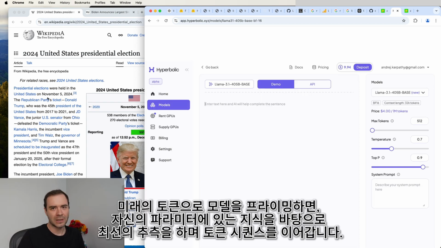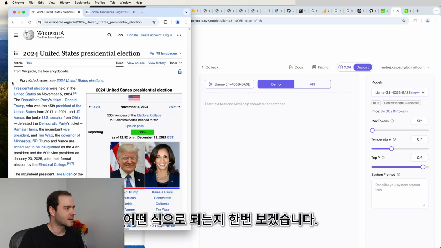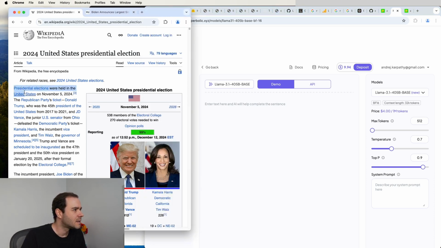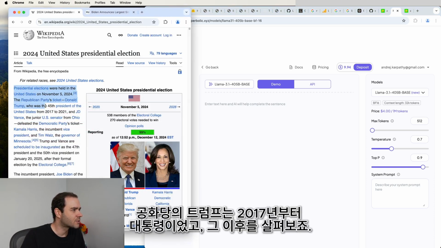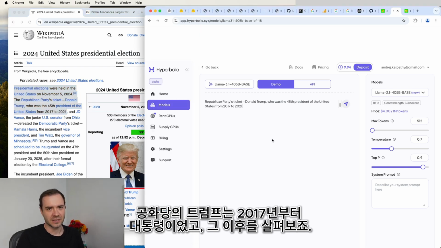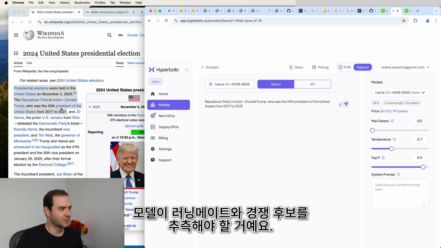Now, if we prime the model with the tokens from the future, it will continue the token sequence, and it will just take its best guess according to the knowledge that it has in its own parameters. So let's take a look at what that could look like. So the Republican Party ticket, Trump, President of the United States from 2017. And let's see what it says after this point. So for example, the model will have to guess at the running mate and who it's against, etc.